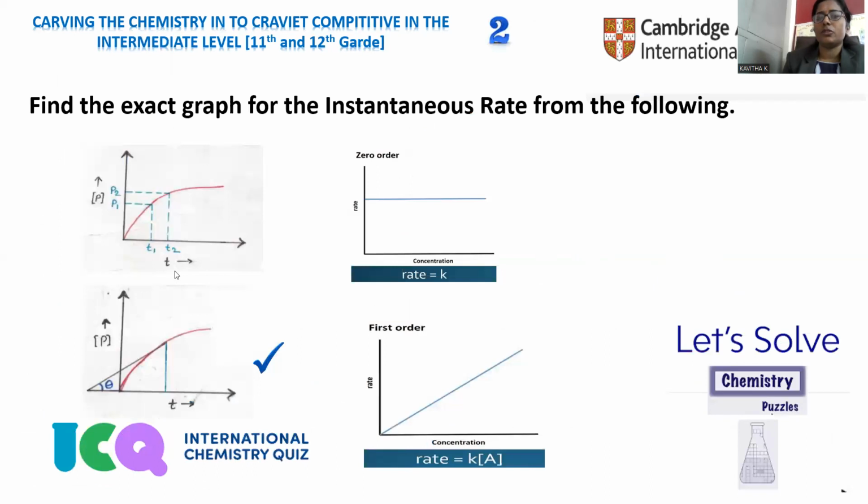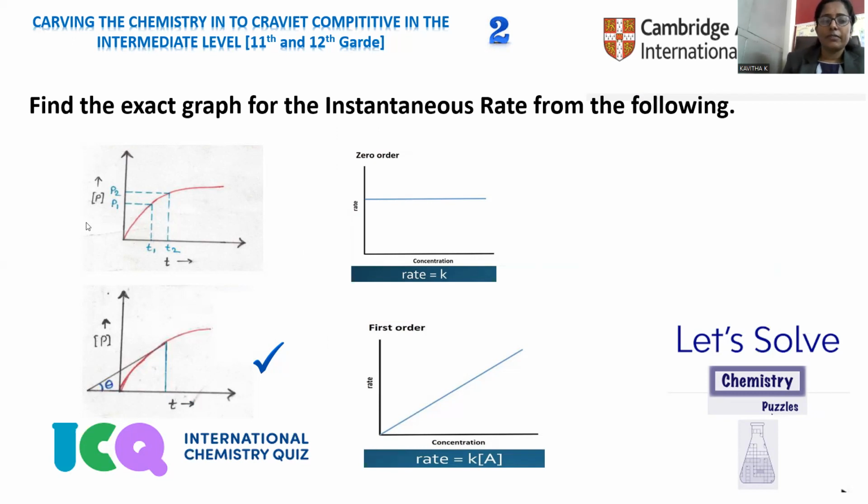Move on to question number 2. This is a question collected from Cambridge Assessment International Education. Find the exact graph for the instantaneous rate from the following. Instantaneous rate is nothing but the reaction which happens simultaneously, spontaneously, without any interruption. Whatever reaction is carried out in a very short span of time is called an instantaneous reaction. These graphical forms are provided; we need to interpret which is the right representation for the instantaneous rate of the reaction. This is the question given from chemical kinetics.